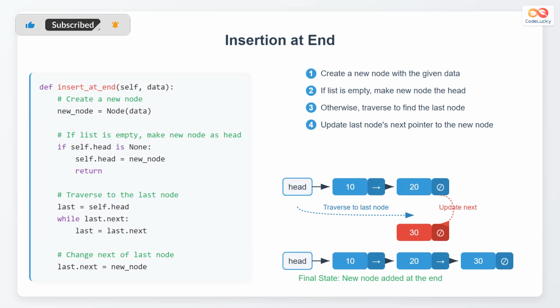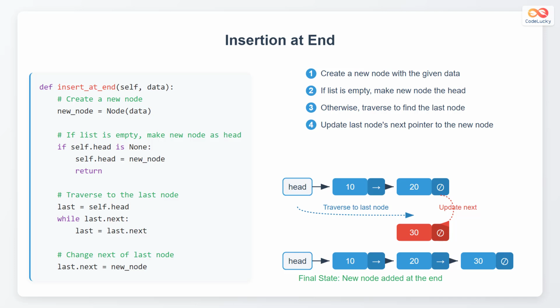Now let's see how to insert a node at the end of a linked list. Here's the code for the insert_at_end function, which takes data as argument. First, a new node is created with the given data. Second, we check if the linked list is empty by checking if the head is None. If the head is None, then we assign head to the new node and return. Otherwise, we traverse to the last node of the linked list. We start from head and iterate until last.next is None. Finally, the next pointer of the last node is updated to point to the new node, effectively adding the new node to the end of the list.